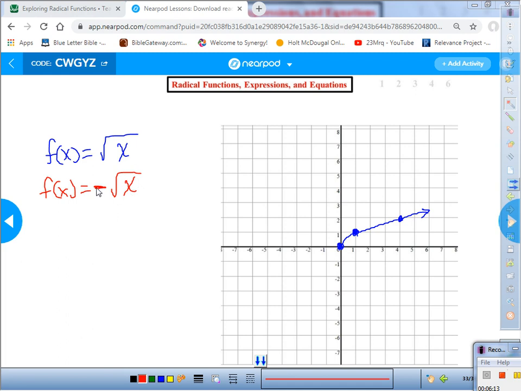If the negative is outside with any function, let me repeat that again. Any function with a negative leading the whole function reflects it about the x-axis. So if I reflect this down here, it's going to be (0, 0), (1, -1), and (4, -2).